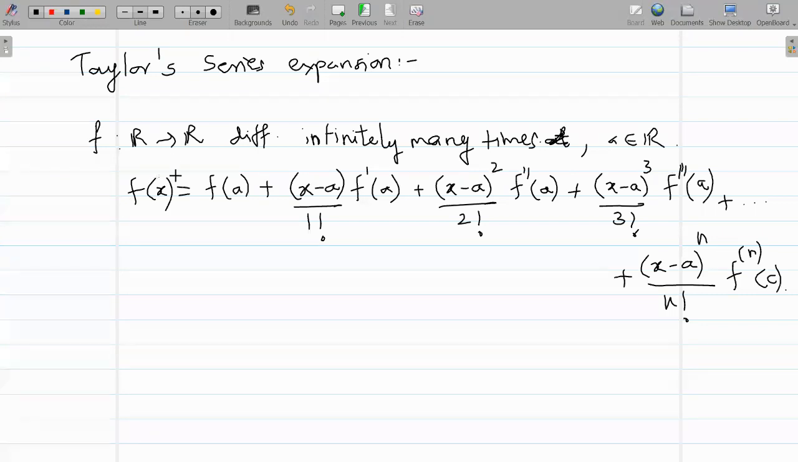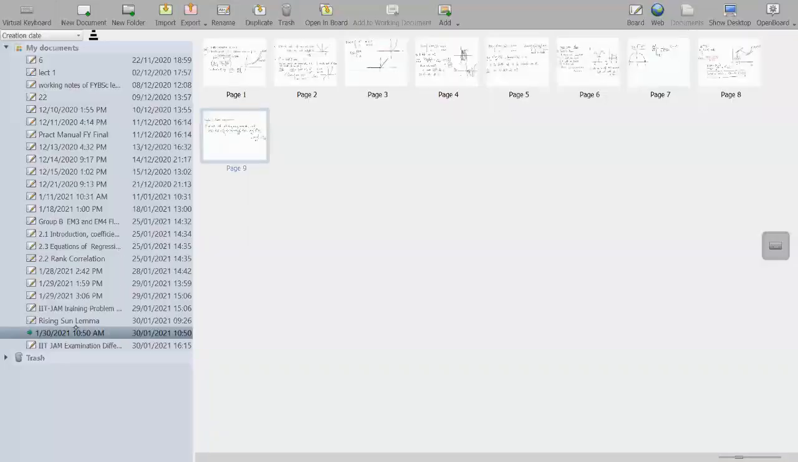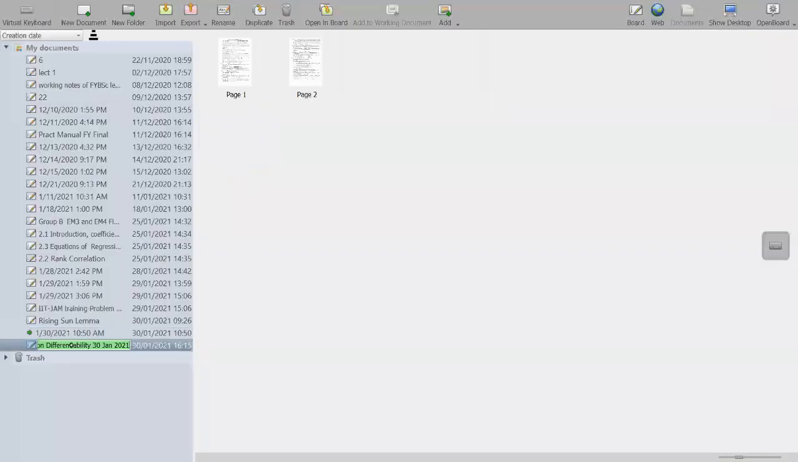Right. So I suppose I've done enough things. I'm more keen to talk about problems. So you have the problem sheet with you. Let me also open the problem sheet, and we will move to problem solving.